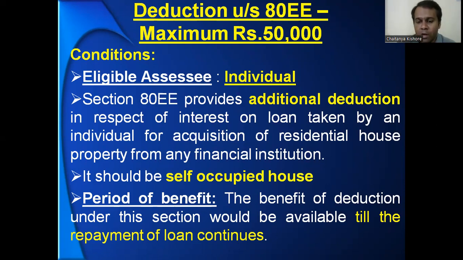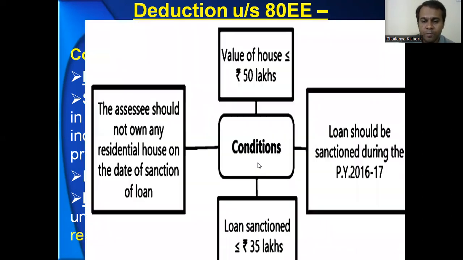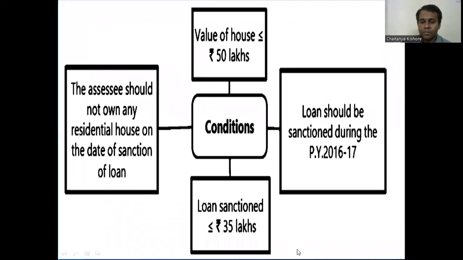And you can get the benefit of deduction for any number of years. There is no limit. But here comes the most important condition. In order to get the benefit of section 80EE deduction, the loan should be sanctioned between 1st April 2016 and 31st March 2017. Then only we can get the benefit of section 80EE deduction.